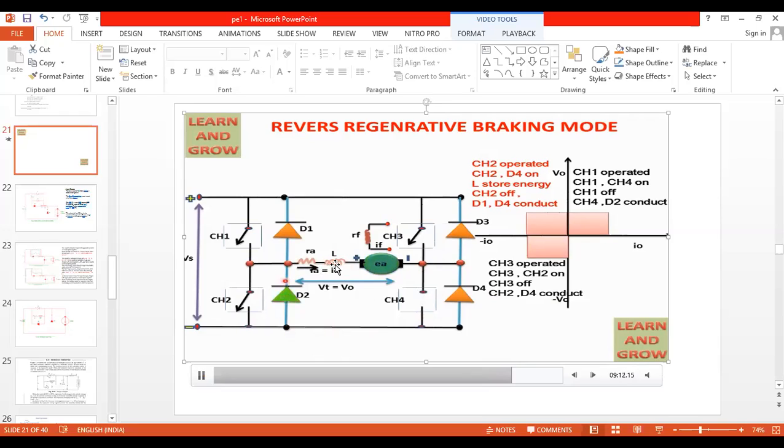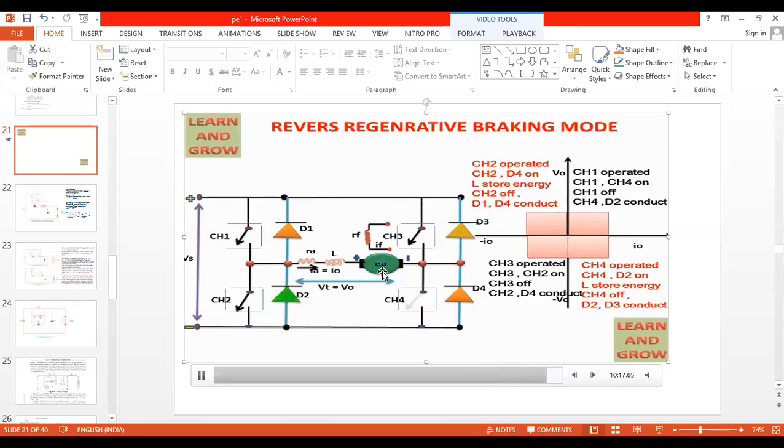And next, what is the final thing? The generator has to send back the power to the source. How is it possible? Now you can see. Yes, CH4 is off and the generator is generating the power. Its back EMF voltage is greater than the input voltage. That energy has to be transferred back to the source.